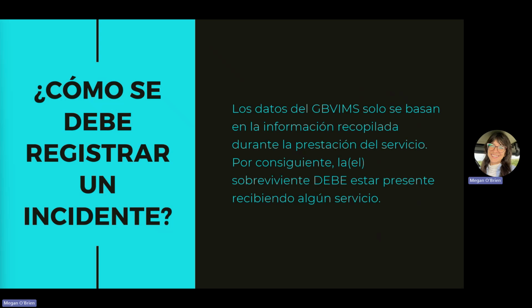How can an incident of GBV be reported? Remember that GBVIMS data is only based upon information collected in the context of service provision. That means that the survivor must be present and receiving a service in order for an incident to be reported and recorded.